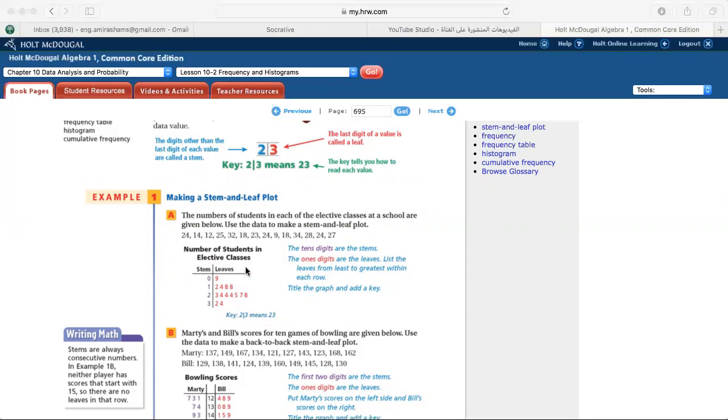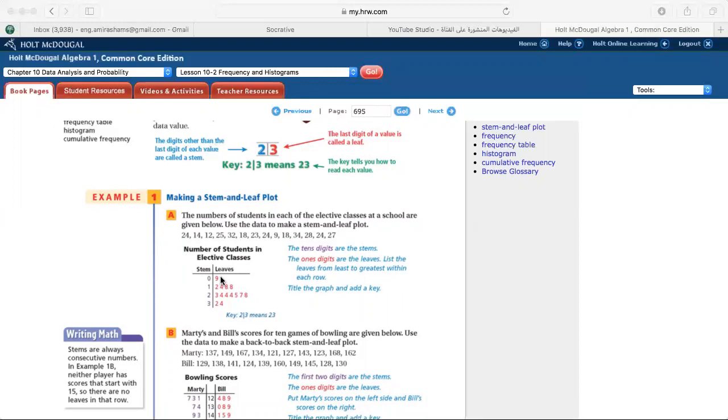I'm going to list all the numbers from least to greatest. So what is the least number that I have here from all the list here? The least number is 9. So 9 is only one digit, which is once. So I'm going to put it under the leaves here.